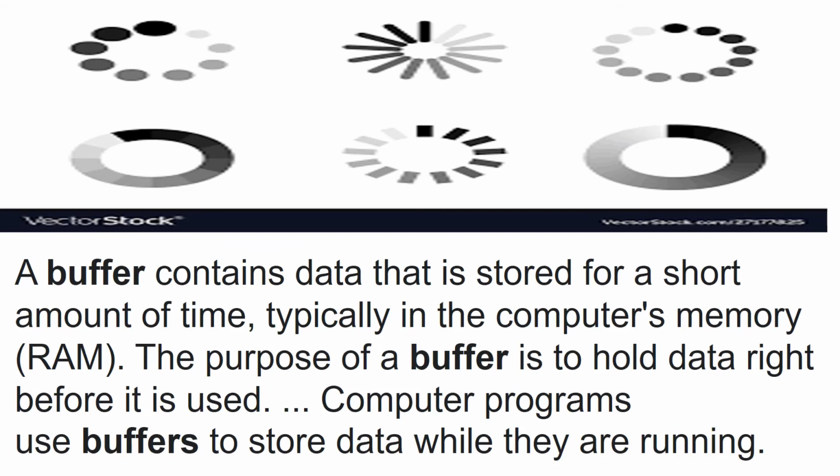It's called a buffer, containing data that is stored for a short amount of time, typically in the computer memory, RAM. The purpose of a buffer is to hold data right before it is used. Computer programs use buffers to store data while they are running. So basically, what is up when you are streaming your video and you see it buffering, is that it's storing the data. The data is not ready to be displayed yet.